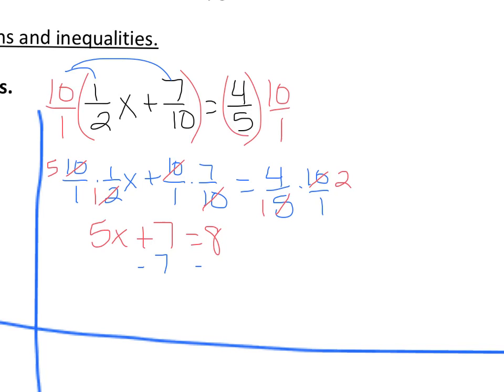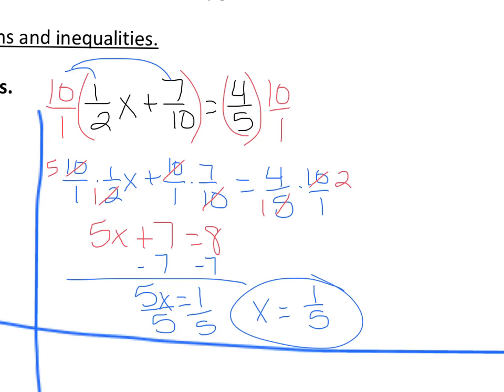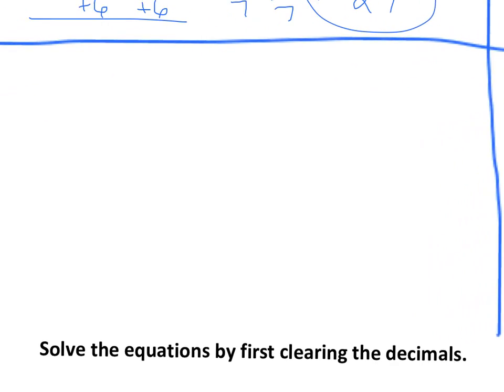I'm going to start by subtracting 7 from both sides. I end up with 5x equals 1. Divide both sides by 5. We end up with x equals 1/5. Okay, let's have you try one on your own.